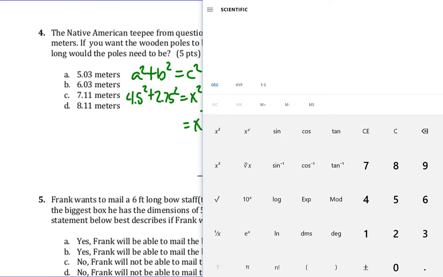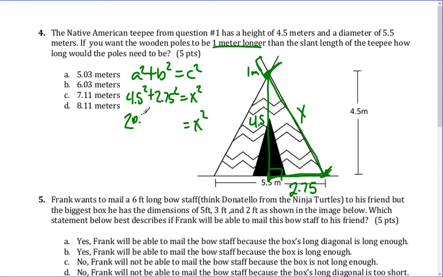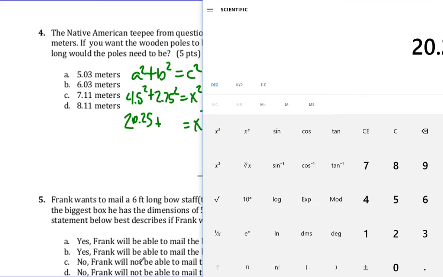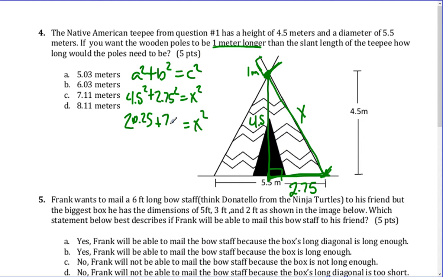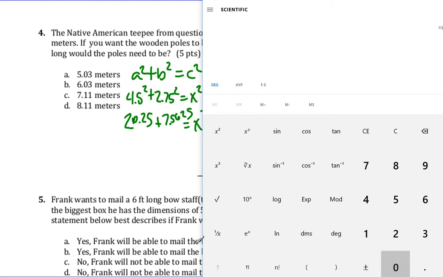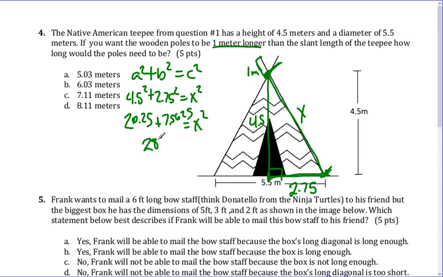All right, 4.5 squared is 20.25 plus 2.75 squared is 7.5625. If I add that together, I get 27.8125 equals x squared.